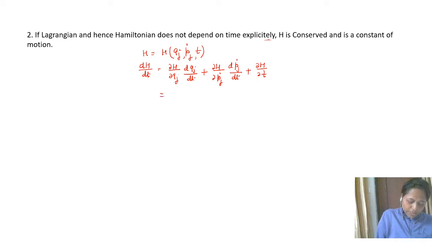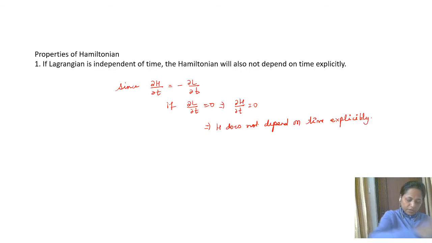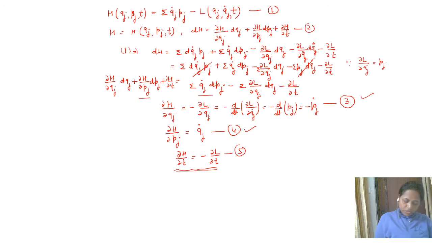Now what is delta H delta Qj? You may see delta H delta Qj. Delta H delta Qj is minus Pj dot.